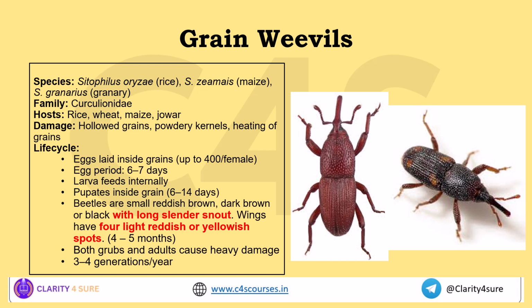So let's start with the first major internal feeder pest, which is grain weevil. The grain weevil includes various species such as Sitophilus oryzae for rice, Sitophilus zeamais, which is for maize, and Sitophilus granarius, which is for granary. They are from the family Curculionidae, and the order is Coleoptera. The hosts of these pests are rice, wheat, maize, and jowar.